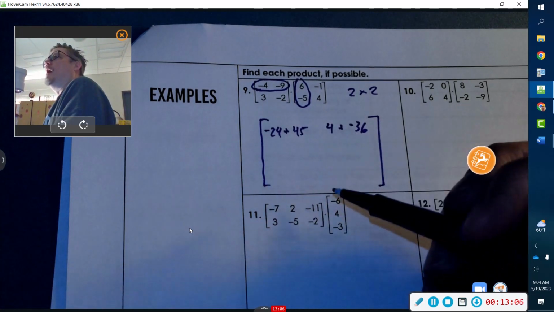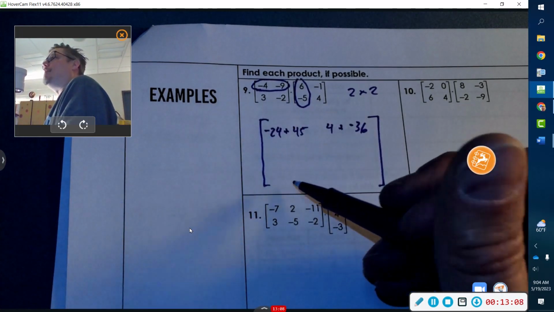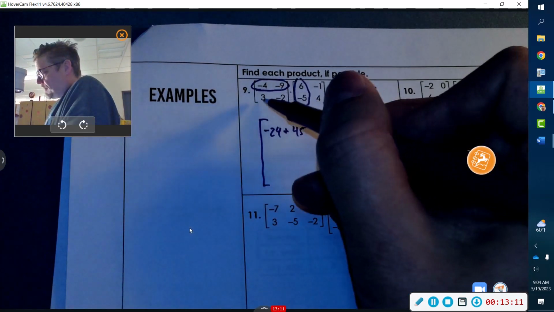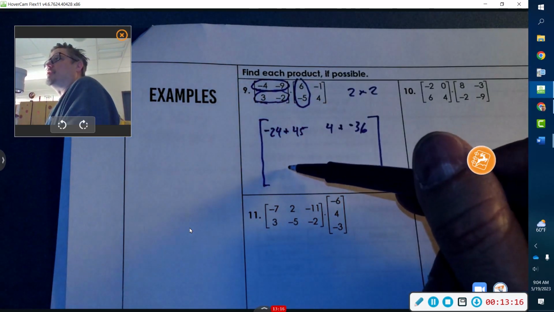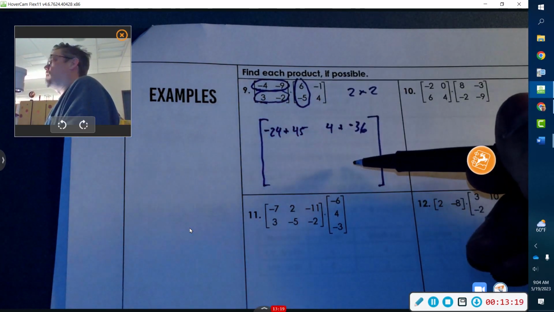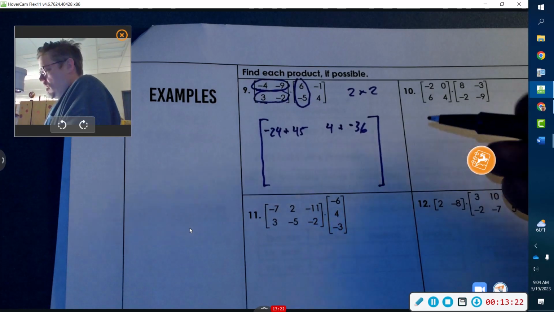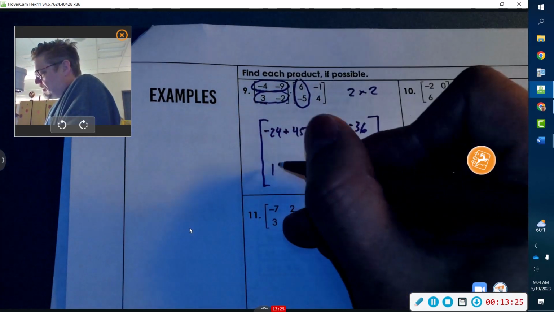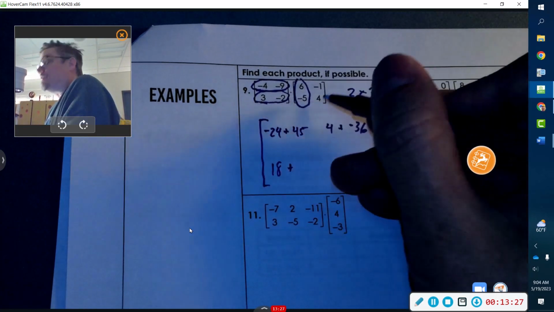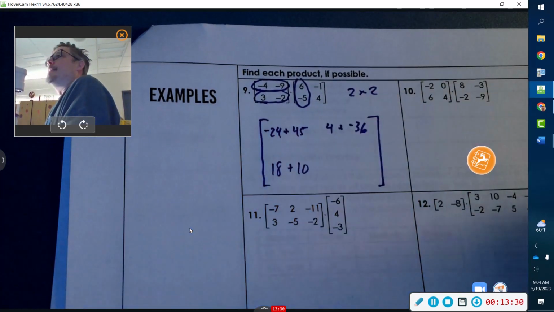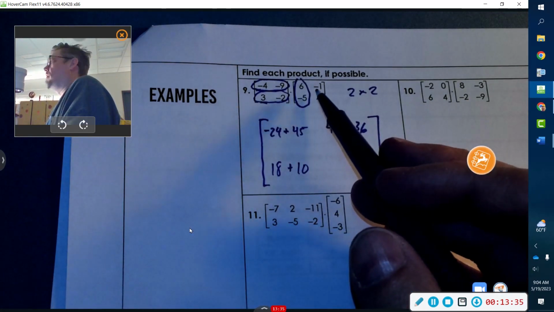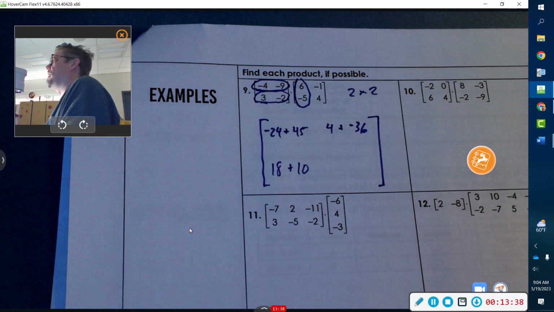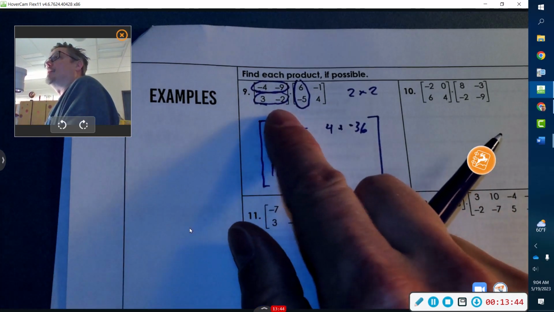But now, if I want to go to the bottom row, what I'm going to do is circle this guy, and I'm going to start with the first column for this location, and then I'll use the second column for this location. So 3 times 6 is 18, and then plus negative 2 times negative 5 is just positive 10. And then the next location, 3 times negative 1. Am I going too fast? I can slow down if I'm going too fast. Yeah, negative 2 times negative 5. Yep.